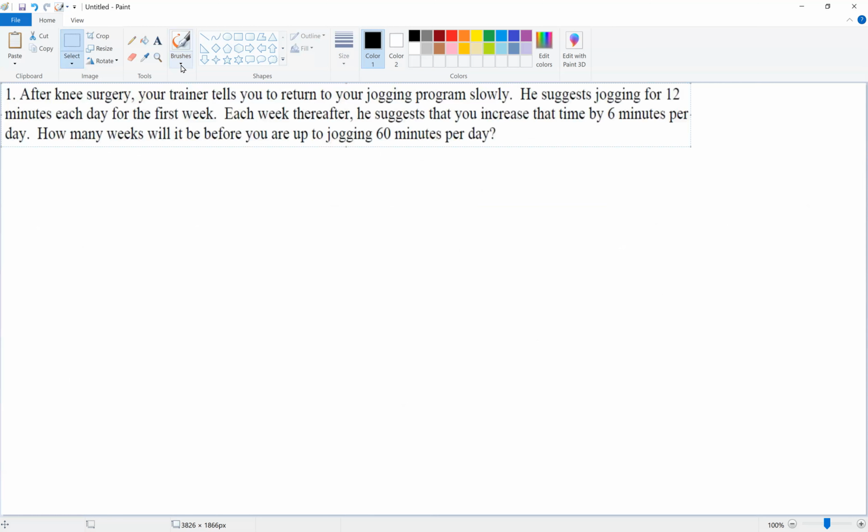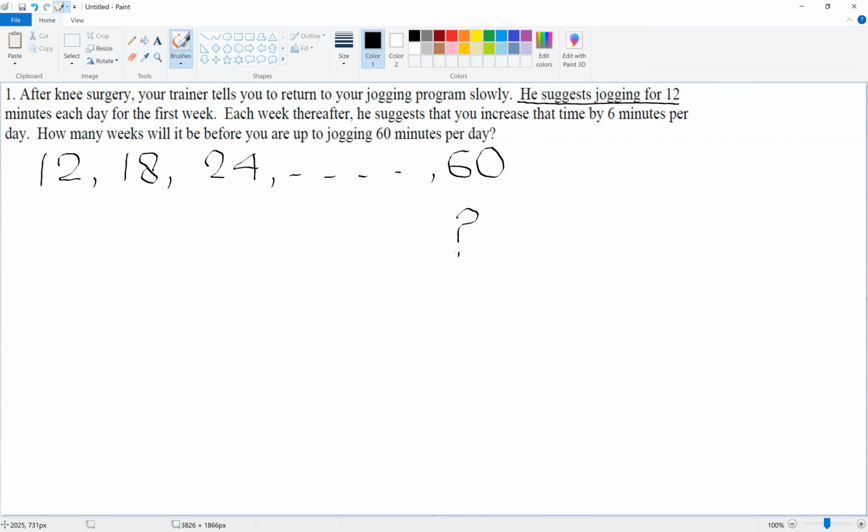Okay, do you want to try number 1 on the second set, Anika? So in the beginning, I think I didn't do this one because I got confused, but I think I could do it now. Okay. So it says, after knee surgery, your trainer tells you to return to your jogging program slowly. He suggests jogging for 12 minutes each day for the first week. Each week thereafter, he suggests that you increase your time by 6 minutes. And then it's trying to figure out how many weeks until 60.